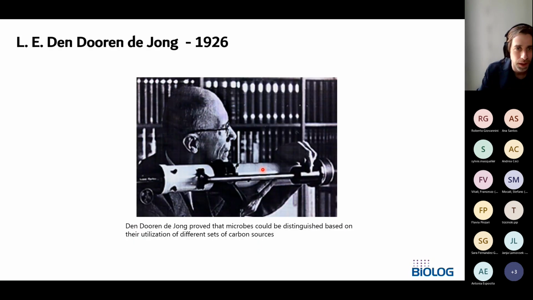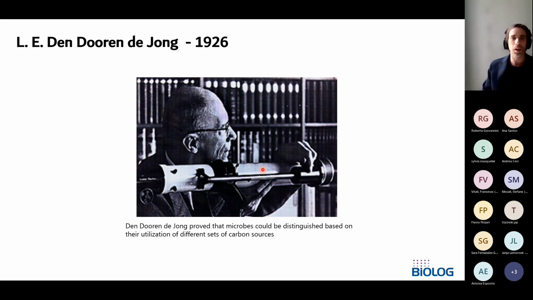It was essentially an idea that was already present in the literature, and other scientists had it. For example, this Dutch scientist L.E. Den Dooren de Jong in 1926, working on Burkholderia species, already published a paper showing that you can differentiate different Burkholderia species by their carbon source utilization profile, scoring them simply into positive and negative, and then using that as a key to identify them.